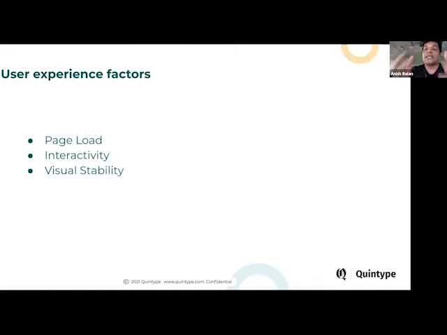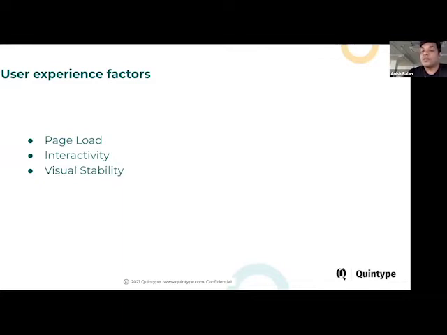The second one is interactivity. A user has come to the site to do something, a function. It might be to read, it might be to purchase something, or it might be to explore what the site is about. So how fast can you allow the user to start interacting with the website? That's the interactivity that you are giving.